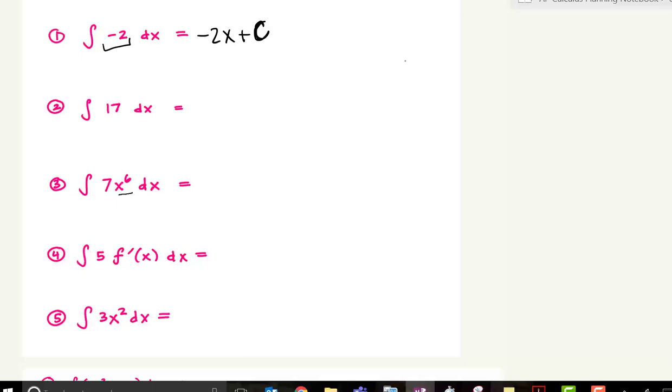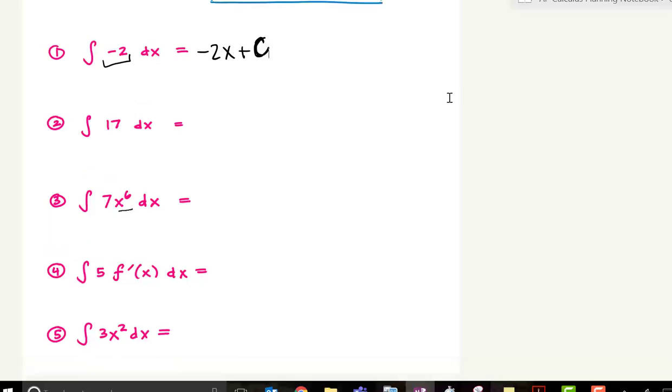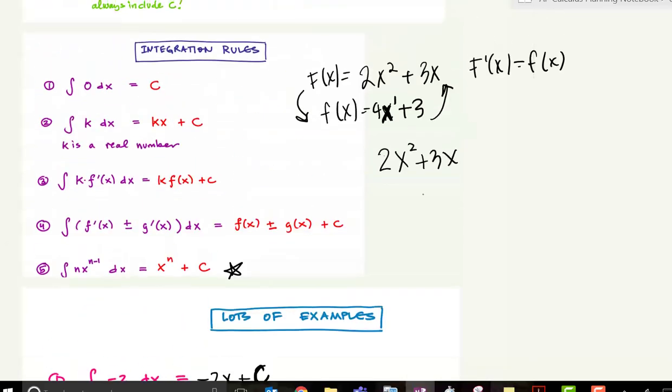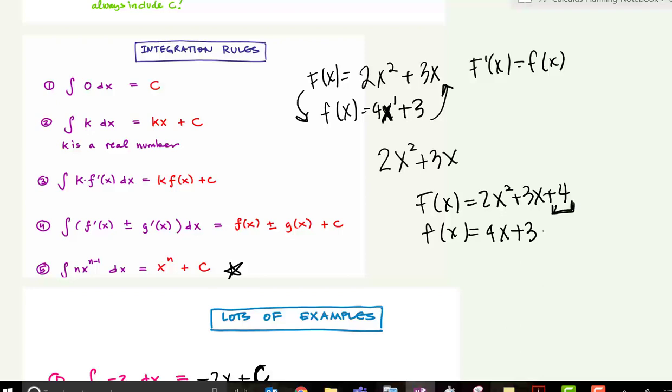For example, let's go back to this previous example. Let's say that f of x was 2x squared plus 3x plus 4. This 4 is important, right? It has an impact on our function, but I would only get the derivative to be 4x plus 3. That 4, that constant, would disappear.